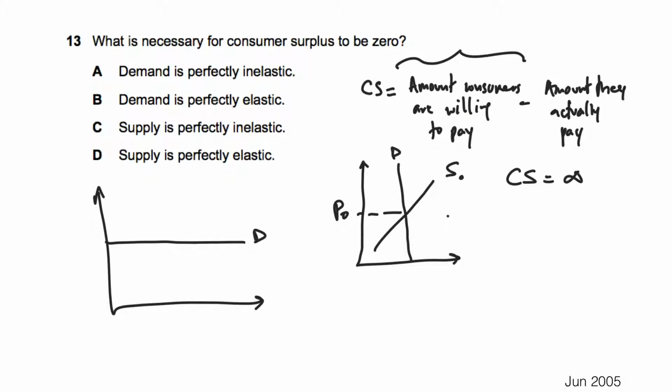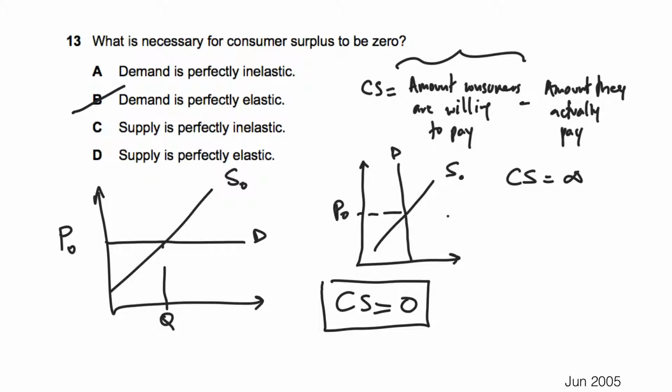But if the demand is perfectly elastic, then my demand curve would look like this, and let's say this is my supply curve, then the market price is P naught and the quantity is Q naught. But what is important to note is that this P naught is not only the price the consumers are willing to pay, it's also the price that comes out from market equilibrium. So this is also the price that they are actually paying. So in this case, where the demand curve is perfectly elastic, which is B, consumer surplus will be zero.